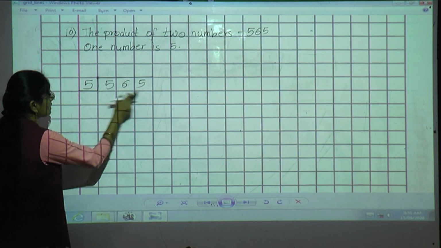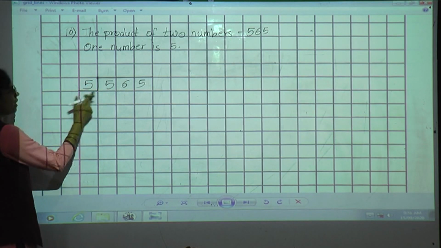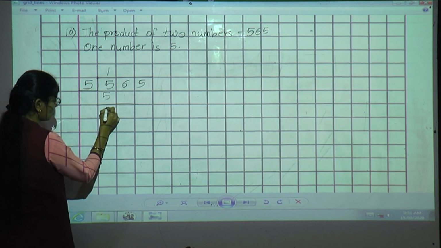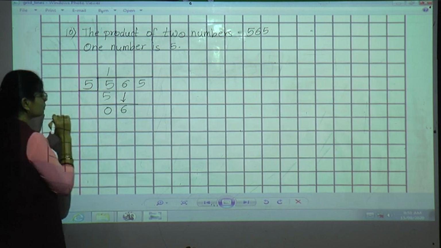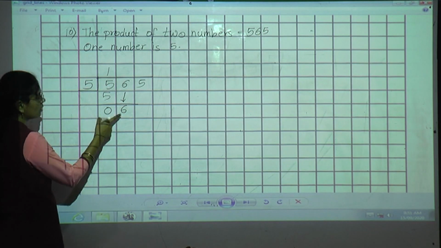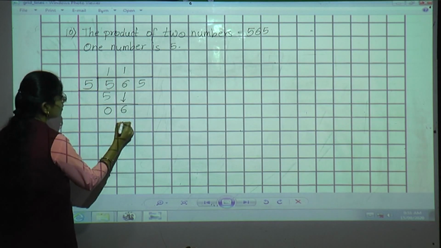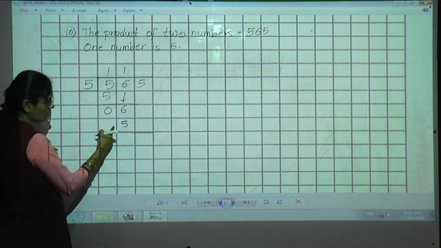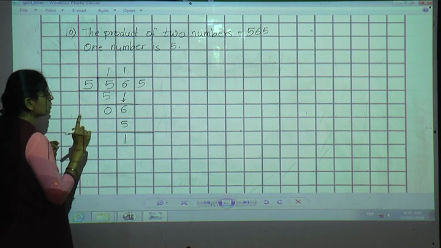Now 565 by 5. See the 5 here. So 5 by 5, 5 ones are 5. Now 5 minus 5, 0. Now we'll move to the next step. In the next step, the tens place digit will come down. So here 6 is there, so 6 will come. Okay. Now 6 by 5. Again 5 ones are 5. Then do the subtraction, 6 minus 5. Again 1 will remain. Okay. Then go to the next step.